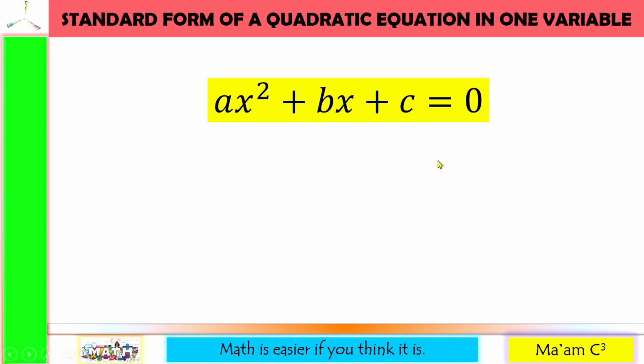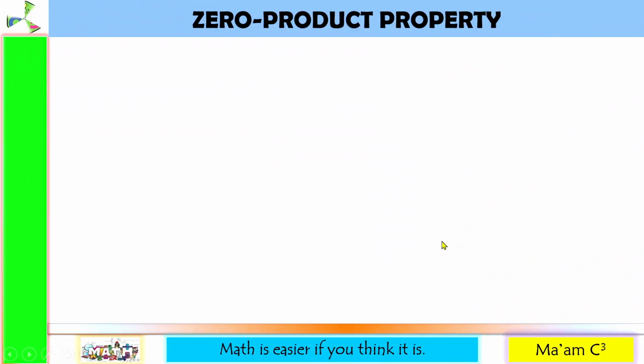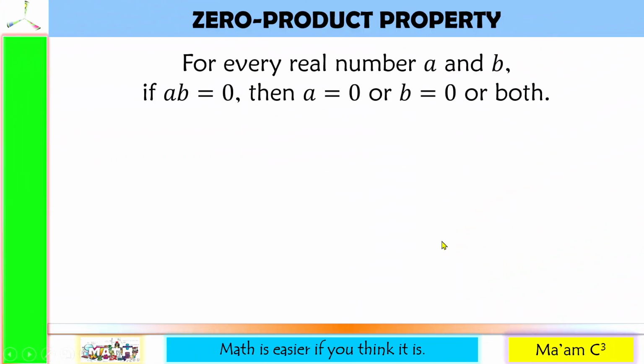Today, I am going to teach you how to solve quadratic equation by factoring. We are going to need the knowledge about zero product property. It states that for every real number a and b, if a times b is equal to 0, then a is equal to 0 or b is equal to 0 or both a and b are equal to 0.